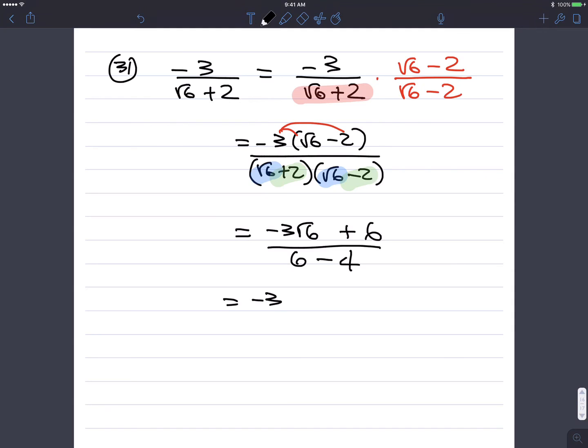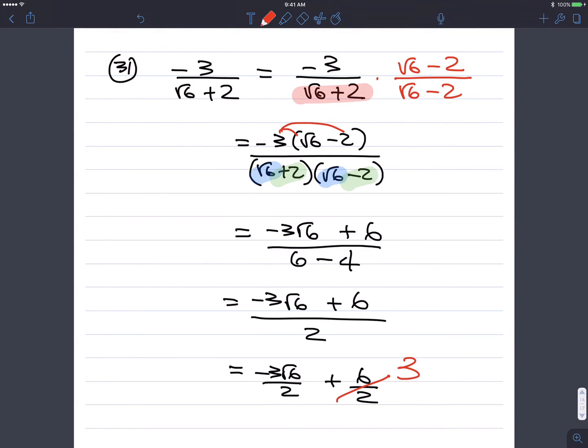We get minus 3 times the square root of 6 plus 6 over 2. And we are going to divide both terms by that 2. Now 6 over 2 here can be replaced with the value of 3. So my final answer is going to be simply what you see here. This negative 3 and the 2 for my fraction does not simplify, and so you're done. This is number 31.